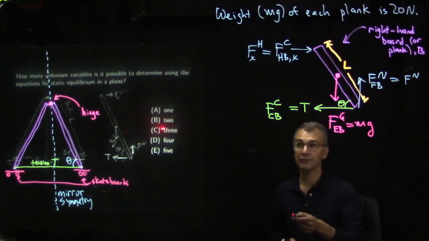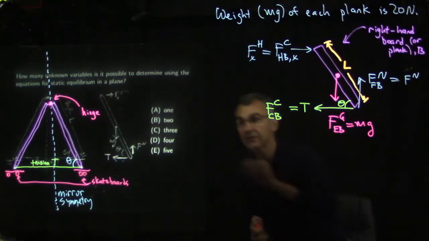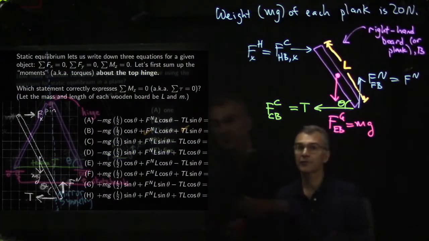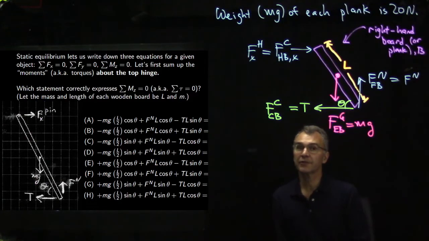So that's 3. We have 3 equations. Using those 3 equations, we can determine 3 unknowns. So static equilibrium lets us write down 3 equations for a given object. And in this case, I wrote the third equation as the sum of the moments about the z-axis equals 0.